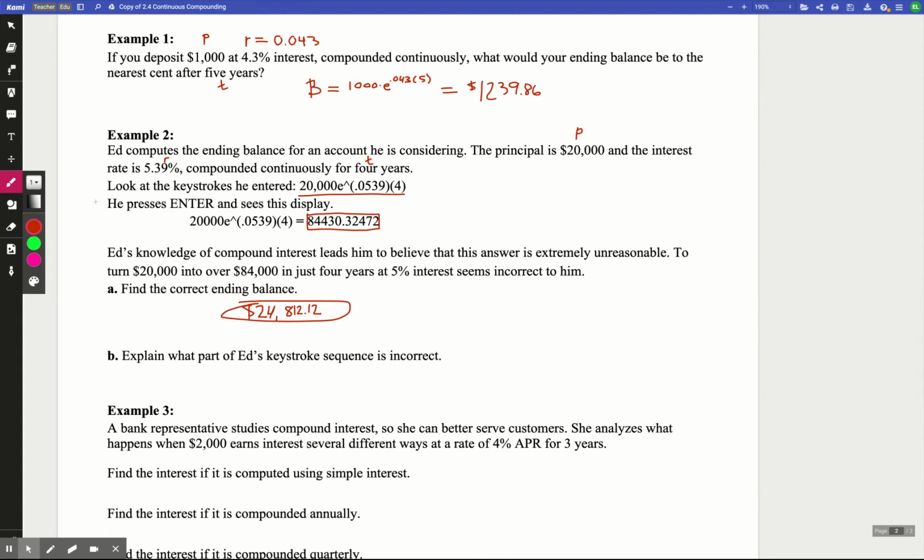So Ed's mistake was in how he entered in the exponent. He made this 2 set of separate parentheses when in reality he should have just typed 20,000 E and then 0.0539 times, so use the multiplication button, 4. So now the calculator recognizes this as one exponent, whereas up here, it actually calculated this quantity and only raised E to this power, and then took that result and multiplied it by 4. So that makes a huge difference in this case.